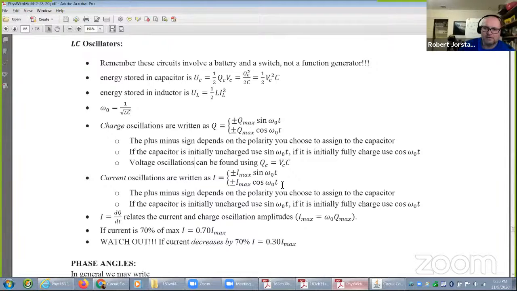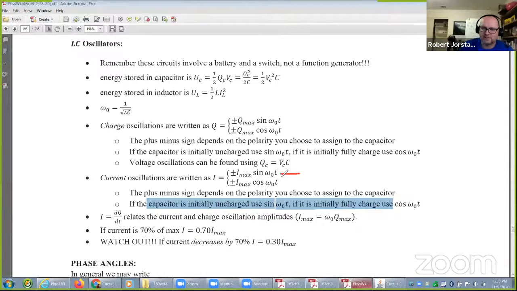Okay, so if you have a current oscillation, in the inductor, it's going to relate to this. Again, this relates to the plus minus sign that you chose with the capacitor, etc. And yeah, I should be careful here. Basically, the idea is if the current is initially 0, use the I. If the current is initially at a maximum, use this case. And I'll show you that in just a second.